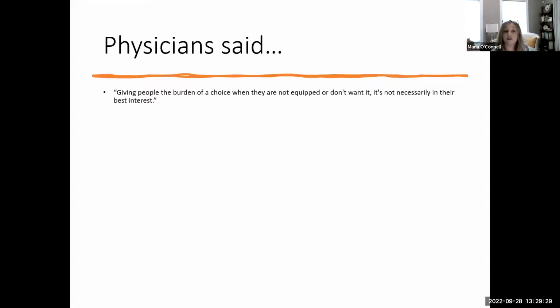And in our interviews with physicians about shared decision-making in the process, they said this: giving people the burden of a choice when they are not equipped or don't want it is not necessarily in their best interest.